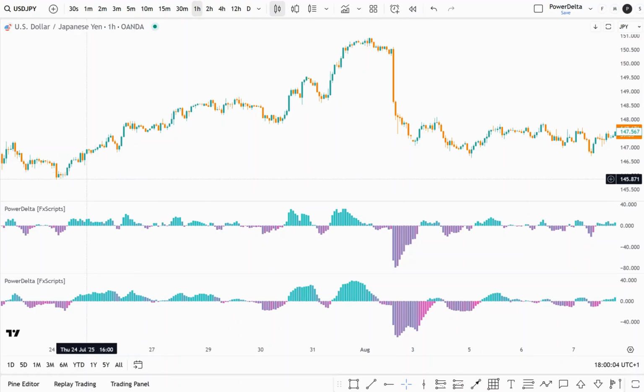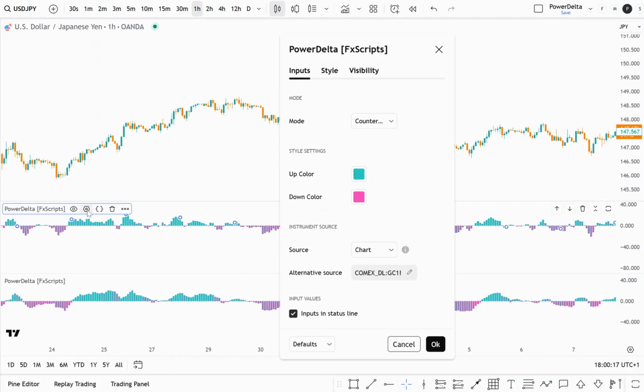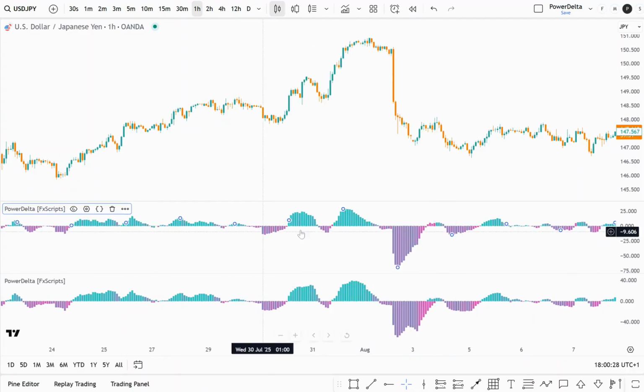In terms of what you can see on the charts, there's a few key things I wanted to point out. Firstly, when you're using the counter trend mode, which is what you see at the top here, we have counter trend, which is the oscillator on the bottom. There's also a blended mode, which is a combination of the two. It roughly sits in the middle.